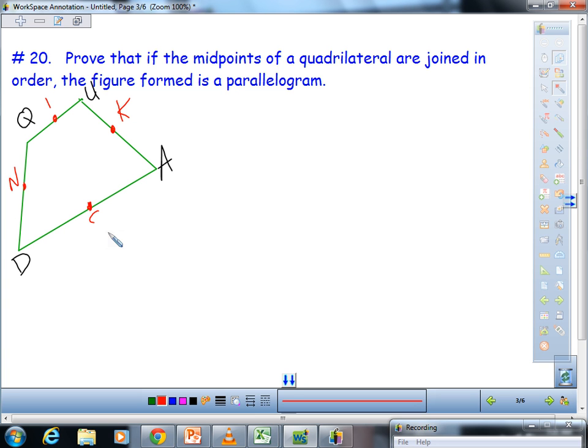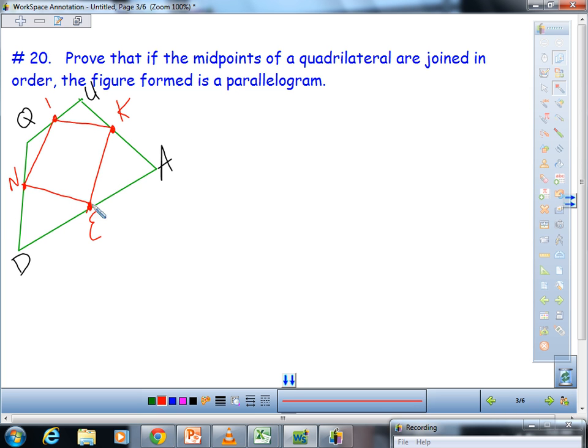Okay, so look, this is crazy. No matter what this green figure is, it can be any random quadrilateral. If we know that I, N, E, and K are all midpoints, then this figure I'm about to draw is a parallelogram. So here I'm going to show you how.